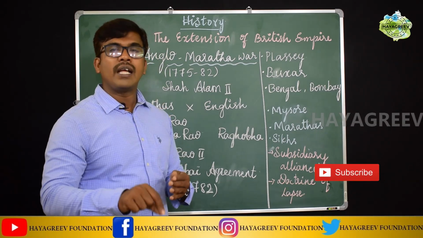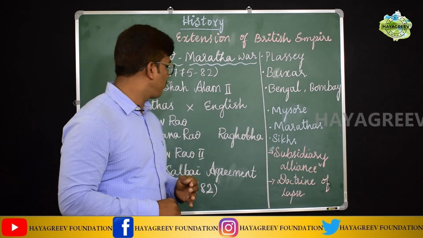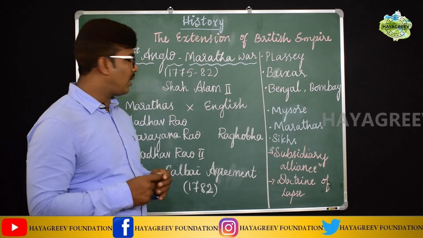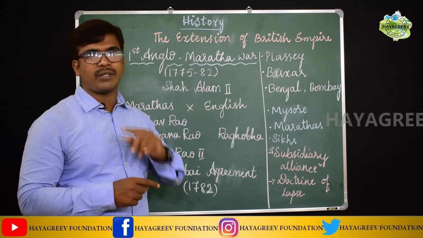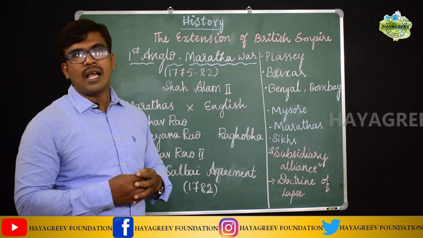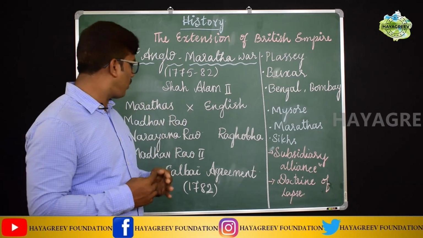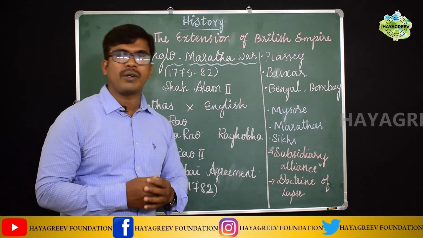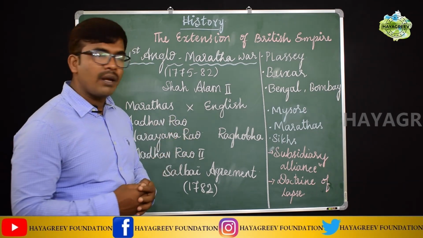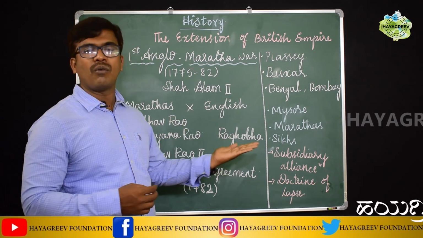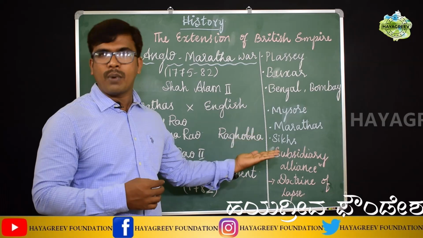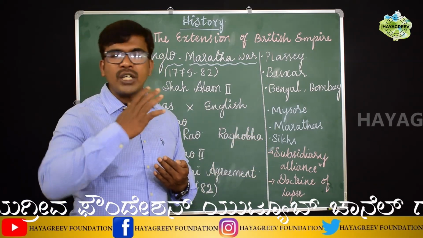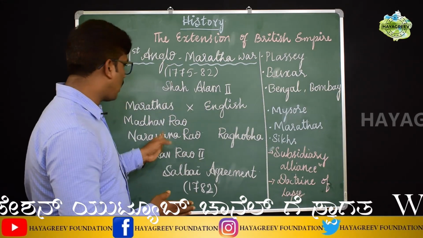To interfere in the Marathas' politics. At the same time, what happened? One of the most powerful Peshwas was Madhav Rao I. He died. After the death of Madhav Rao I, his brother Narayan Rao became the Peshwa. When Narayan Rao became the Peshwa, his uncle Raghoba, or Raghunath Rao, who was trying to become the Peshwa of the Marathas, killed Narayan Rao.